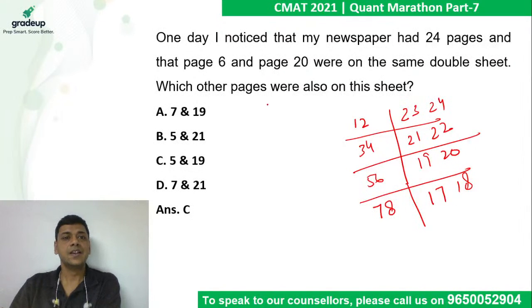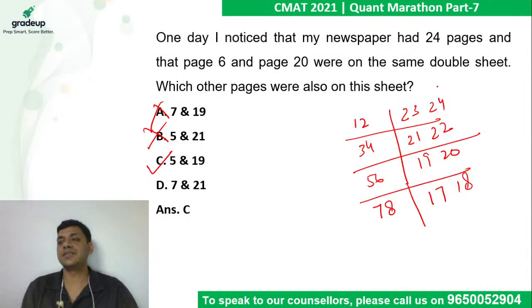Yes? Which means, now with 7, which all pages should be there? 17, 18 with 7. No, it is not the answer. With 5, what are the page numbers? 5 and 20. No, 21 is not there. With 5, we have a 19. Yes, 5 and 19 is the right answer. 7 and 21? No, 7 and 21 are on different pages.